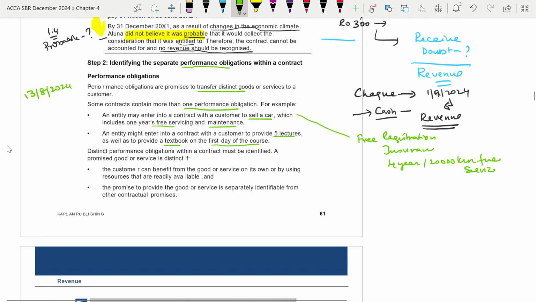The customer can benefit from goods or services on his own or by using resources which are readily available. Distinct performance obligations within the contract must be identified. What is the specific, distinct, unique obligation? They are going to get the benefit of goods or services on their own, which is readily available, meaning you are getting it as and when it is needed. There is a promise to provide goods separately from other contractual promises.